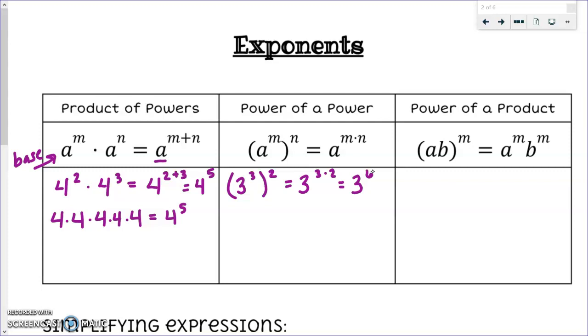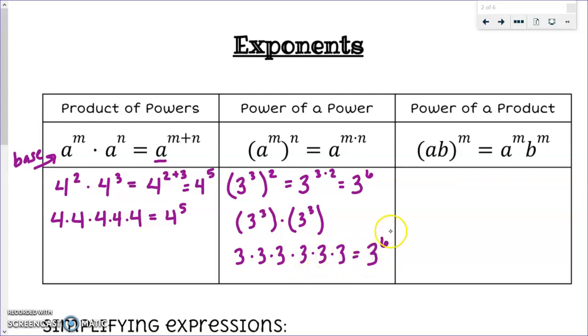Now, the reason why this works is because if we were to expand this, my first exponent here says that I have 2 3 cubes. But if we expand that even further, inside we have 3 3s. And if I count them all up, 1, 2, 3, 4, 5, 6, I have 3 being multiplied 6 times, or 3 to the power of 6.